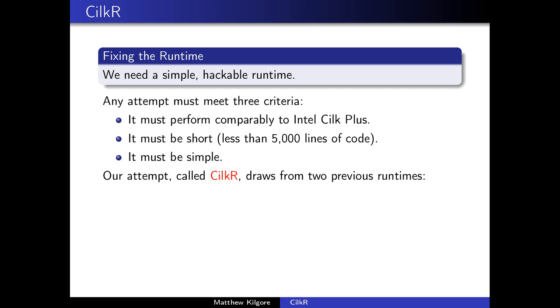Now, our attempt, as we said, is called CilkR, and it derives from two previous runtimes. First is obviously Cilk Plus. For all its issues, it is the industry standard for a reason. It'd be kind of stupid to throw everything out. The second one is called CilkM, which is an experimental version of the runtime, which was very simple. At one point in time, it was even shorter than Cilk Plus. That was how we got the 5,000 lines of code comment.